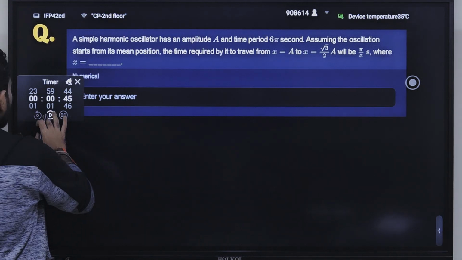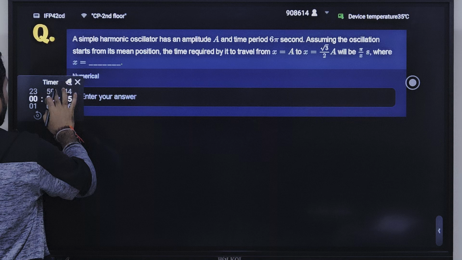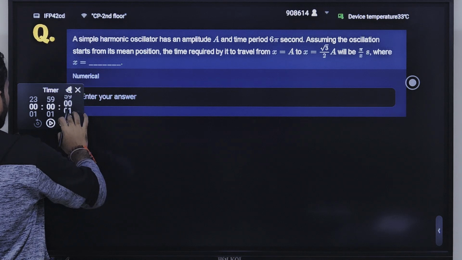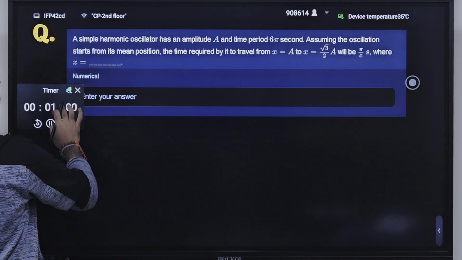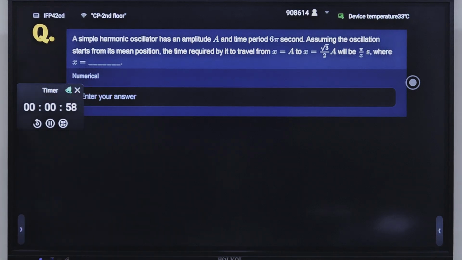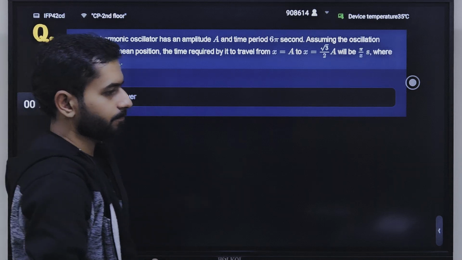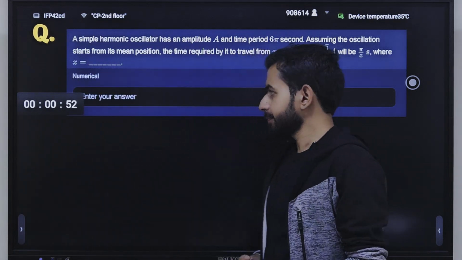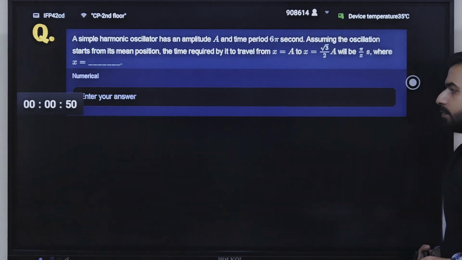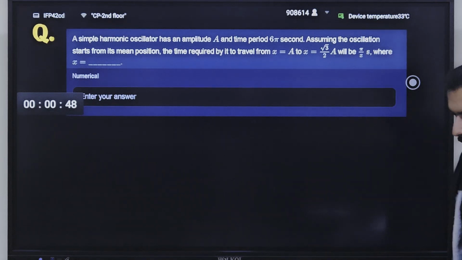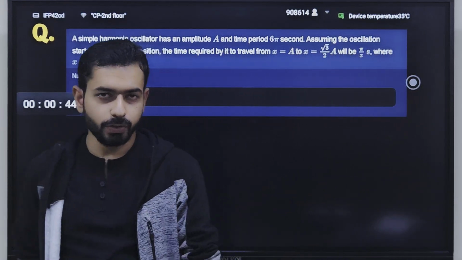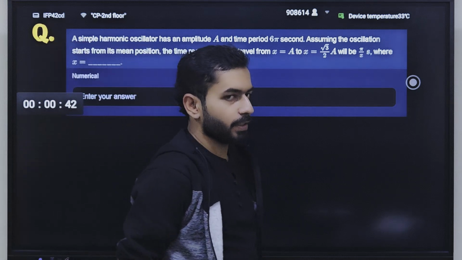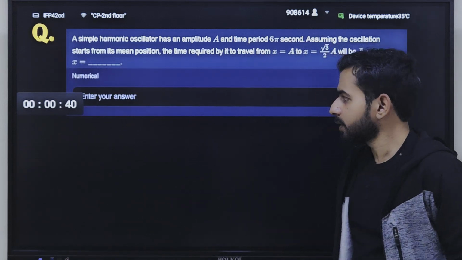Now solve this question. A good question, I will say. Let's have 1 minute and try to solve this question. Again, a numerical based question. This will be based on the uniform circular motion projection. I will tell you how to approach this question by that method. In this question, we will understand that concept.